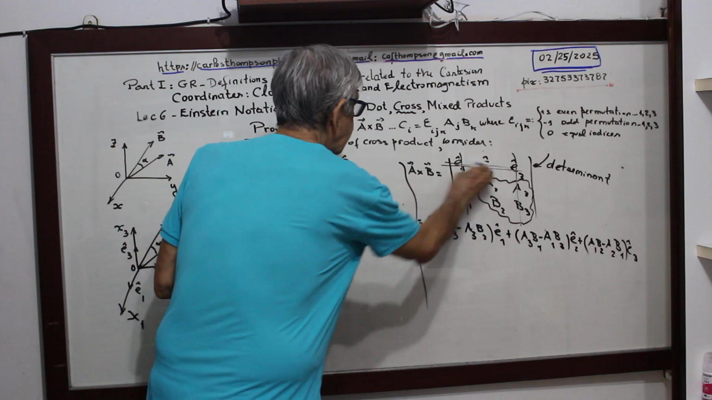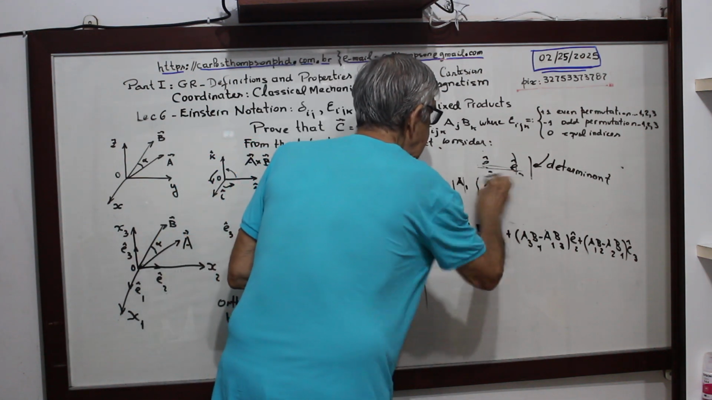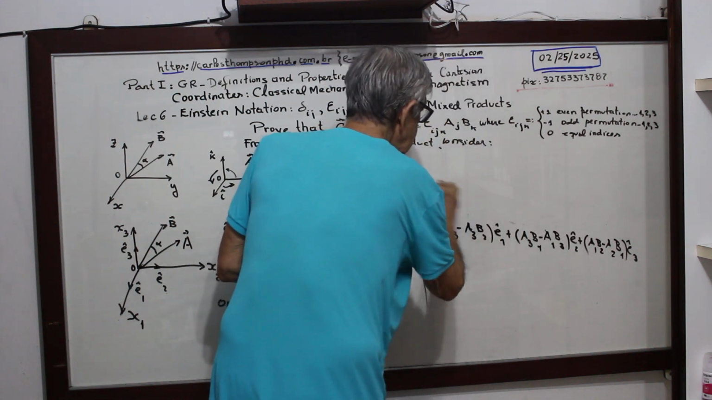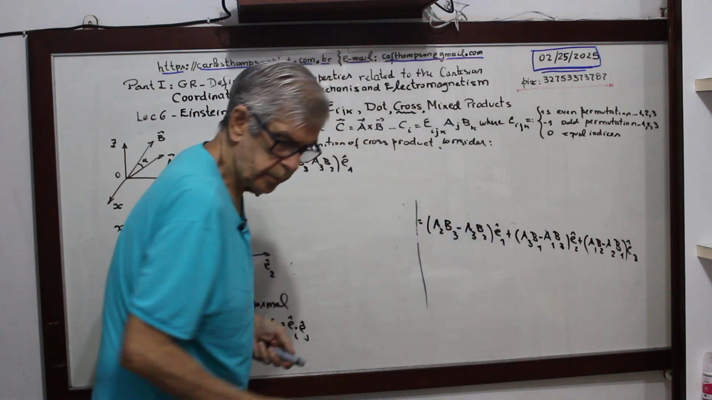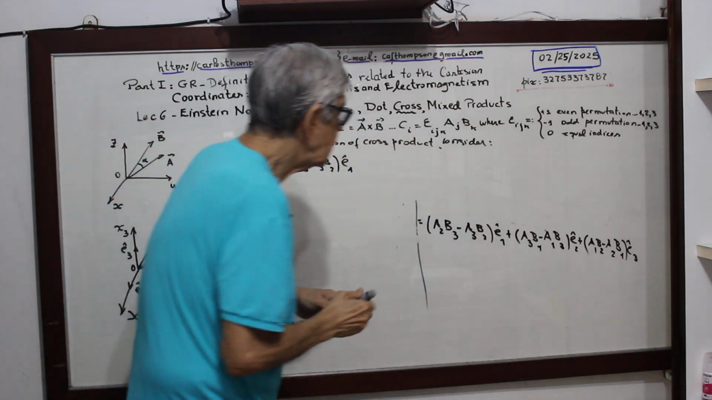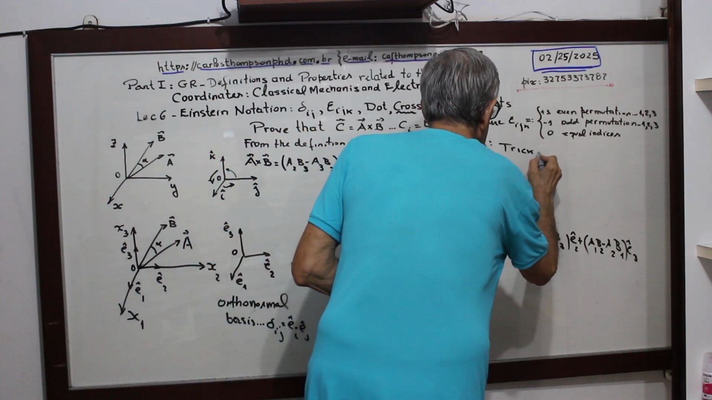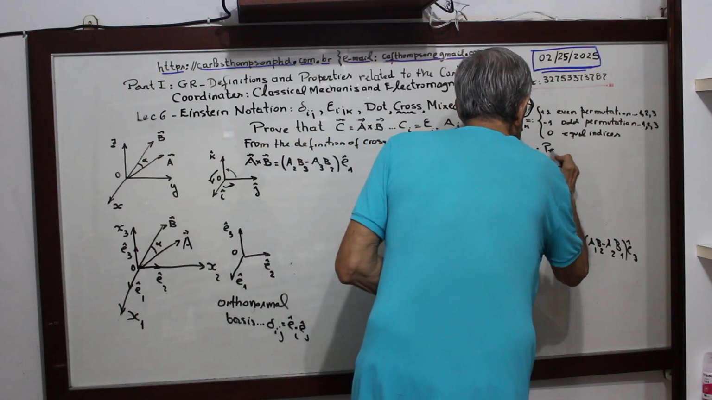I erase here. I have to reproduce these three terms over here. So that's a trick. We call permutation.